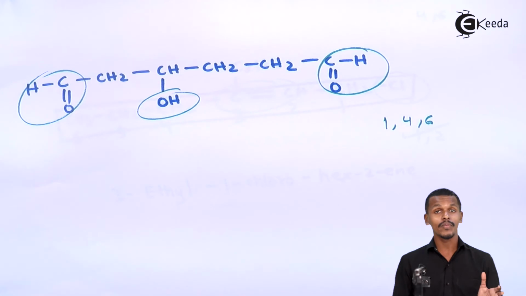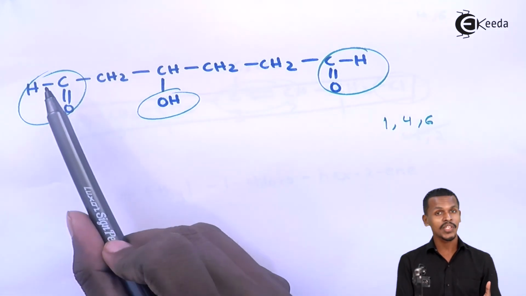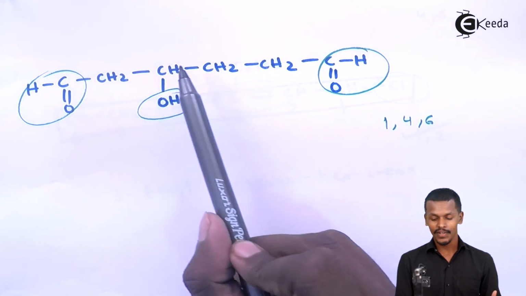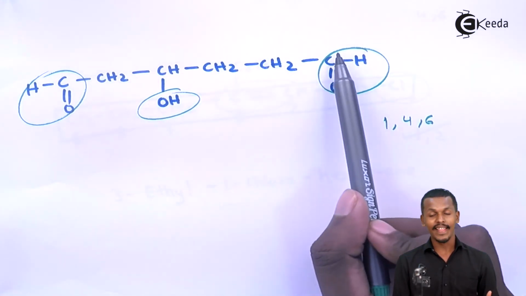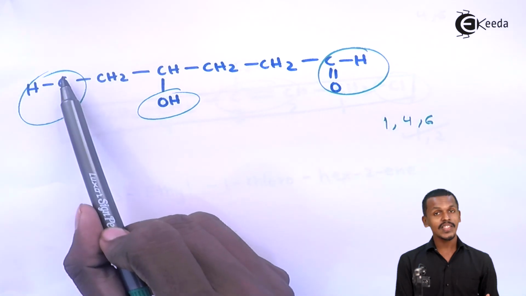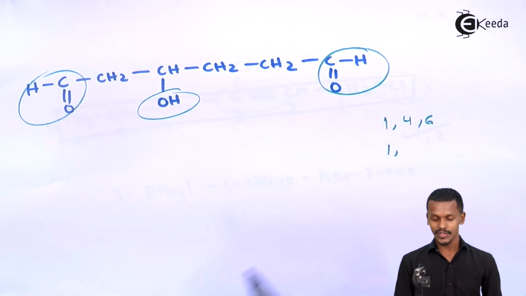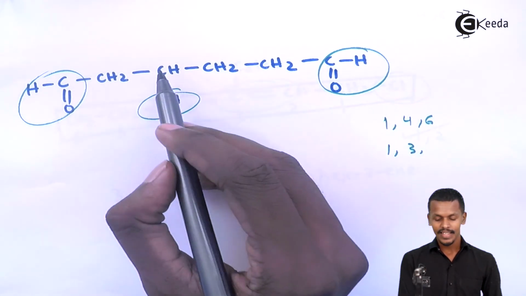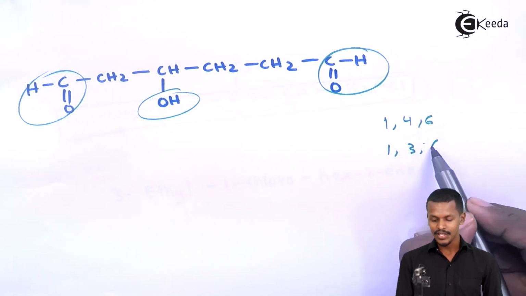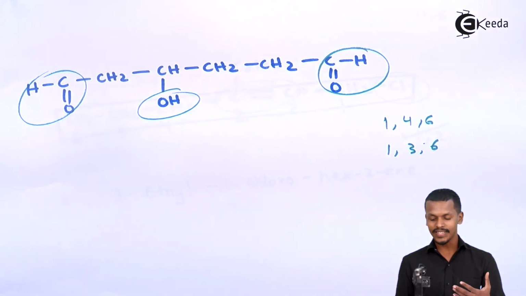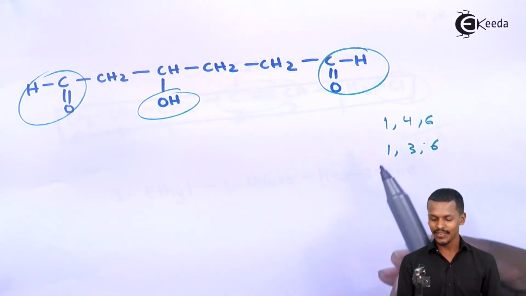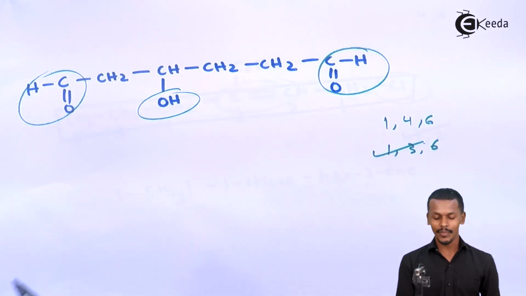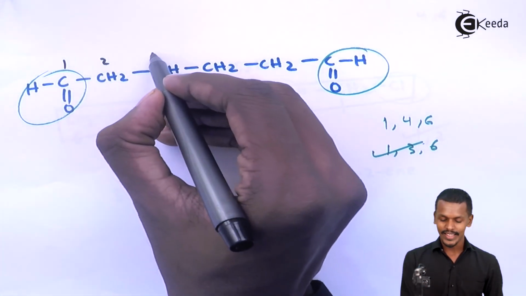What if we number it from the other end? This one would be the first carbon atom, this one the second, third, fourth, fifth, and this one the sixth. So this is the first carbon atom that we get over here, second, third, then fourth, fifth, and sixth. Comparing 1, 4, 6 and 1, 3, 6, the one appropriate to give the numbering is 1, 3, 6. That is the reason we will number it from this end, 1, 2, 3, 4, 5, and 6.